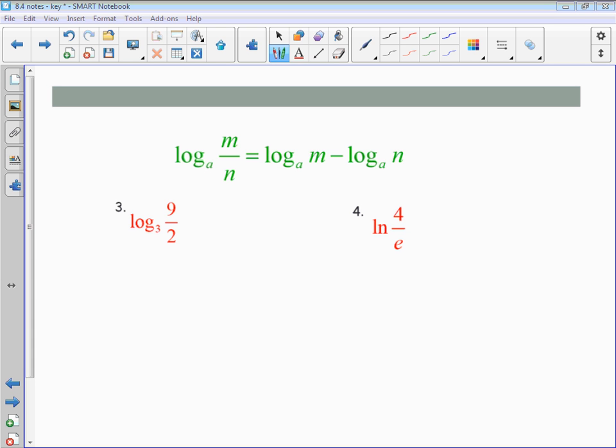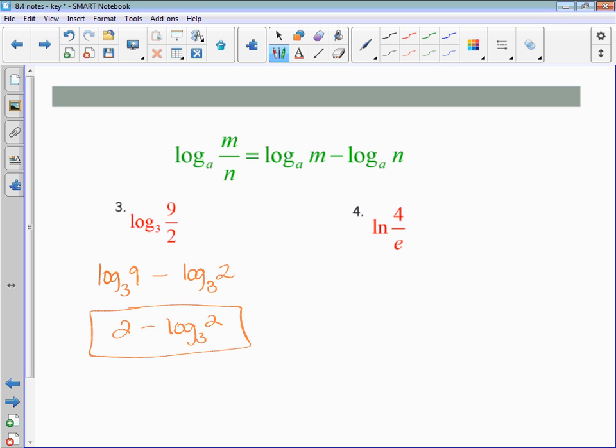All right, guys, so let's do number 3 together. So this is going to be rewritten as log base 3 of 9 minus log base 3 of 2. And what is log base 3 of 9? 2. So you have 2 minus log base 3 of 2, and that's it. Okay. You guys try number 4.